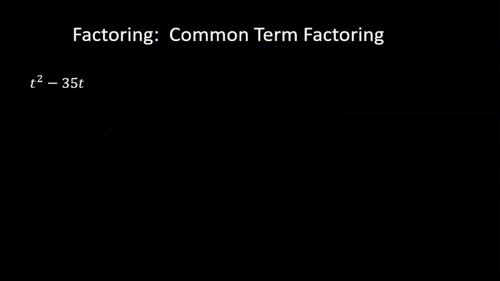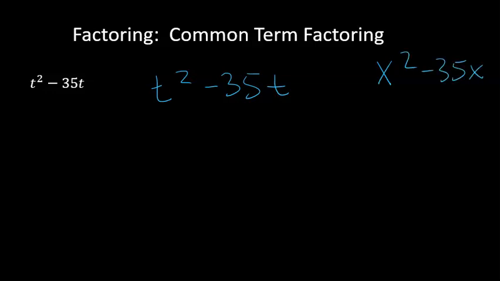Let's do another example. So I have t squared minus 35t, and all the alphabets are basically like x. This is the exact same thing. Variables are just placeholders. They just mean fill in the blank, essentially, and they could be any alphabet.